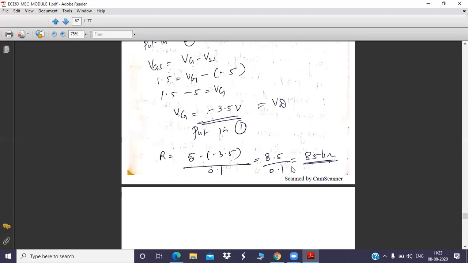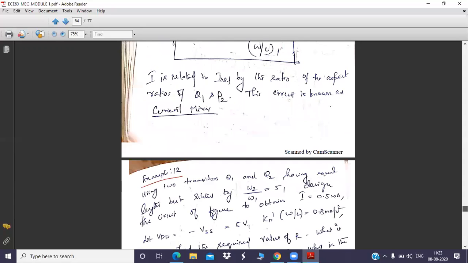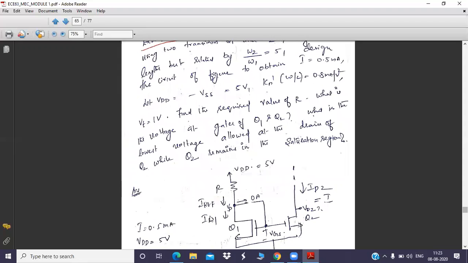If the current is in milliampere, what is the resistance value? It will be in kilo ohm. So 8.5 by 0.1, 85. So the answer will be in kilo ohm. If you have an 85 kilo ohm resistance at the drain terminal of Q1, you will get 0.1 milliamps as a reference current. Initially you calculated I reference.